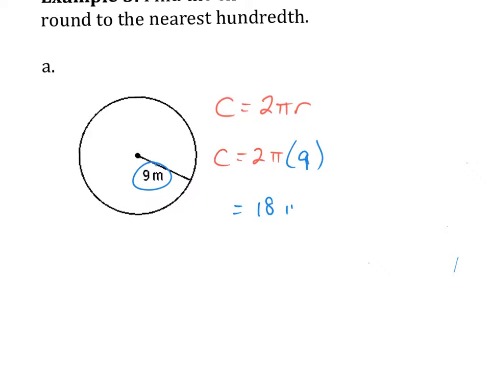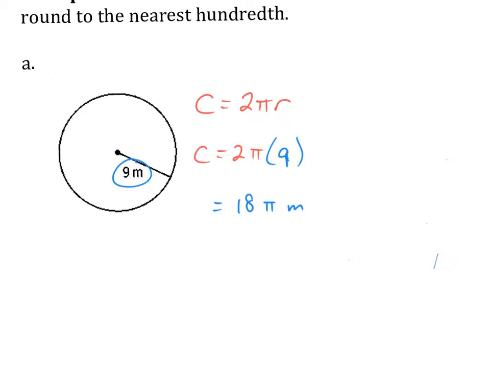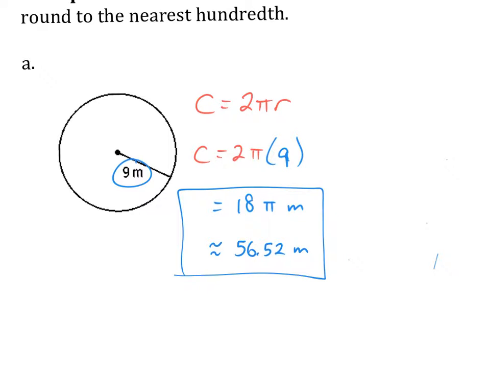And one answer is exactly this: 18 pi meters. So estimating that out is approximately 56.52 meters. Both of these are my answers. So the question, of course, answers this: how many meters would I have walked if I walked all the way around the circle? This is an exact answer right here, and this here is an approximate answer, about 56.5 meters all the way around.